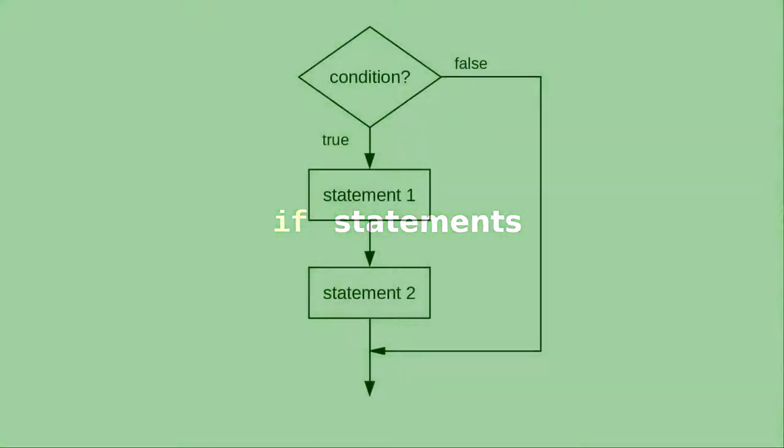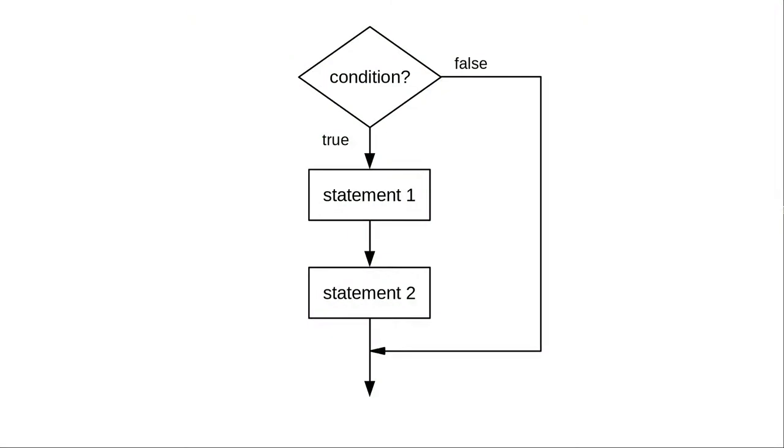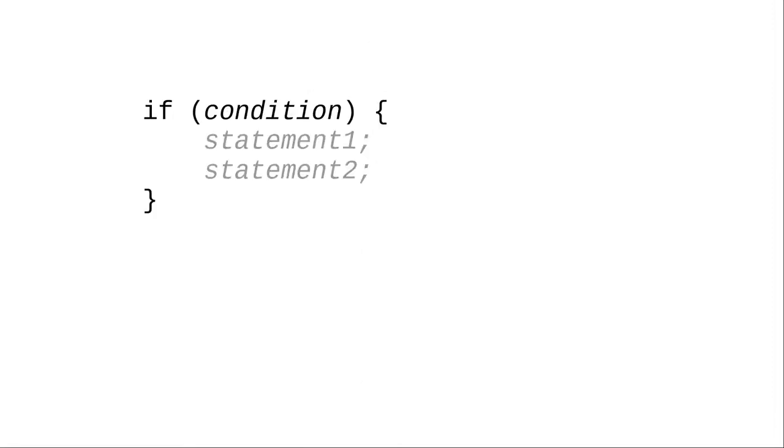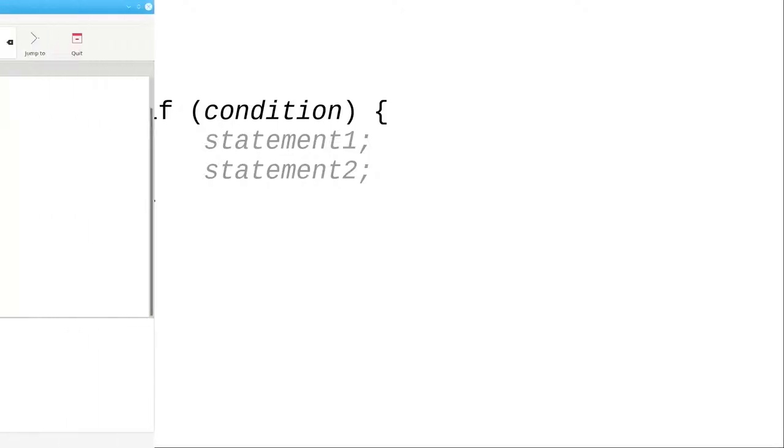In our discussion of loops, we used conditions to determine whether a loop should continue or not. You also use conditions in an if statement to determine whether some action should be taken or not, as shown in this flowchart. Here's the generic model for an if statement in C. If some Boolean expression evaluates to true, we do some statements in a block. If the condition is false, we don't do the statements.